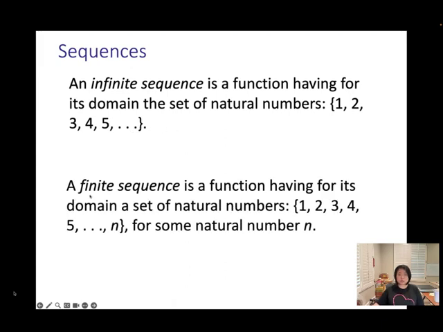And then we have another one called a finite sequence. A finite sequence is a function having for its domain a set of natural numbers 1, 2, 3, 4, 5 until n. Okay, they're going to stop at the n terms here. So this is called the finite sequence.